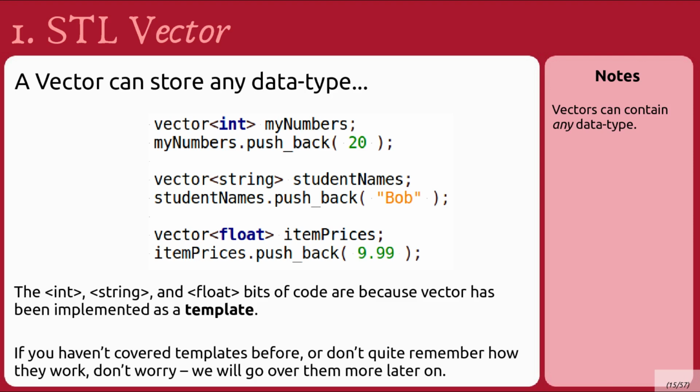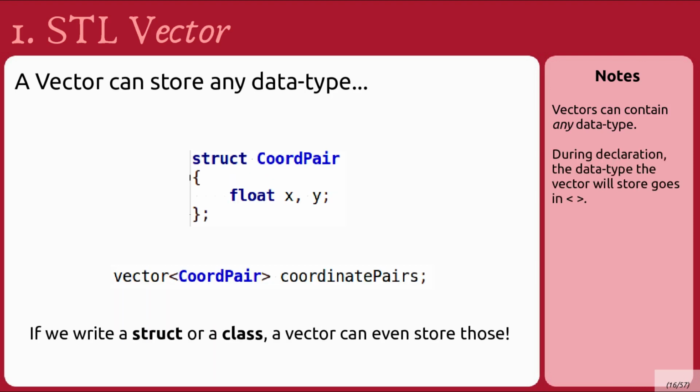A vector can store any data type. The int, string, and float within the less-than and greater-than signs are required to tell the vector what data type of array it's going to have, and this all works because it's built as a template. If you haven't covered templates before, or don't quite remember how they work, don't worry, we'll go over them more later on. And if we write a struct or a class, we can even use those in a vector to store a vector of whatever that data type is.